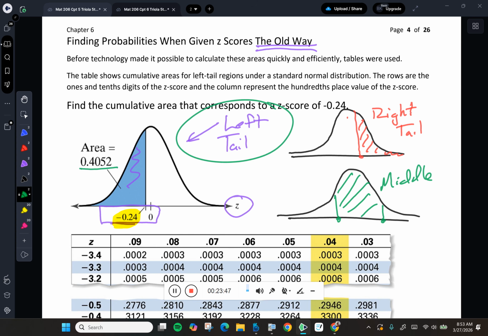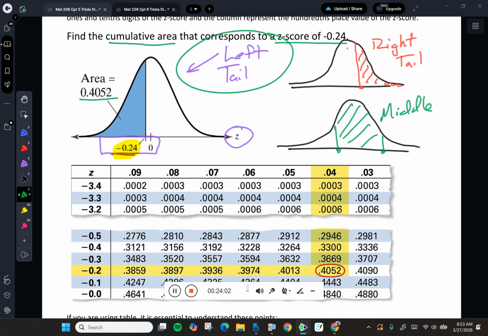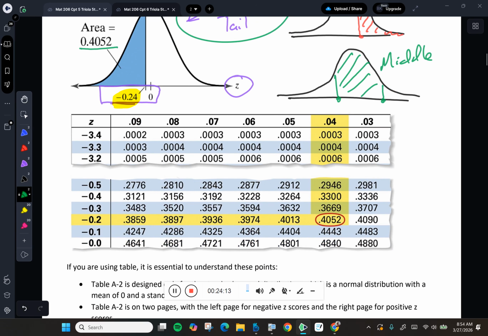So if someone handed me this problem and said, hey, find the cumulative area for a z-score of negative 0.24, meaning find that blue area right there, I would go to my book and open up my table. Honestly, these things used to be books. You used to keep a book on your shelf of all the areas for normal distributions, and you'd look up your z-score. The way the books worked is they had a left-hand column that represented the 1s and the 10ths digits for your z's, and then other columns that represented the 100ths digit for your z's.